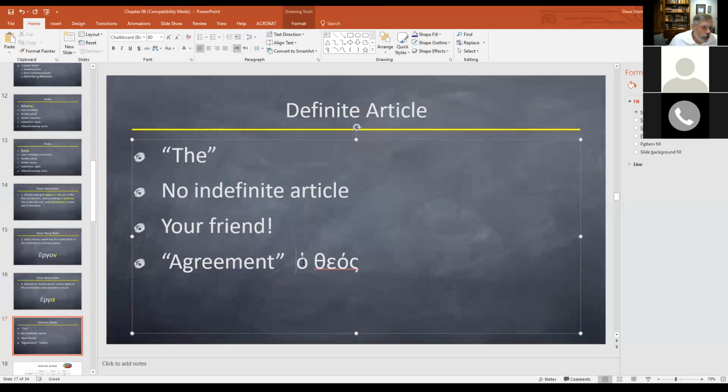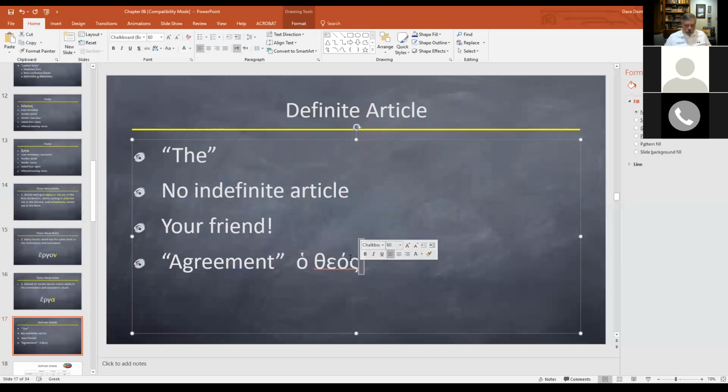The article has to agree in its case, number, and gender. So the os is in the nominative case, it's masculine, and it's singular. Well, the article must agree with it. It is in the nominative case, it is masculine, and it's singular. So ha, theos agree with each other. And if I don't recognize the case ending of theos, if I learn the article paradigm, then I automatically know what this is.